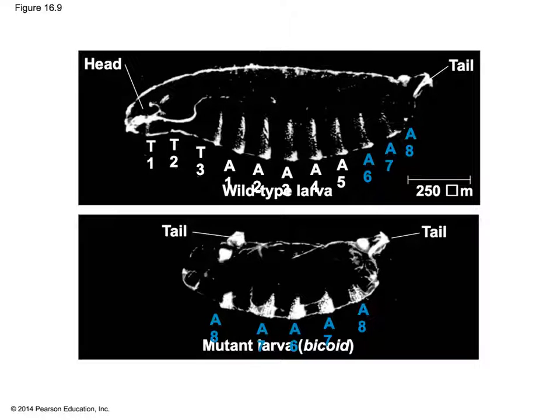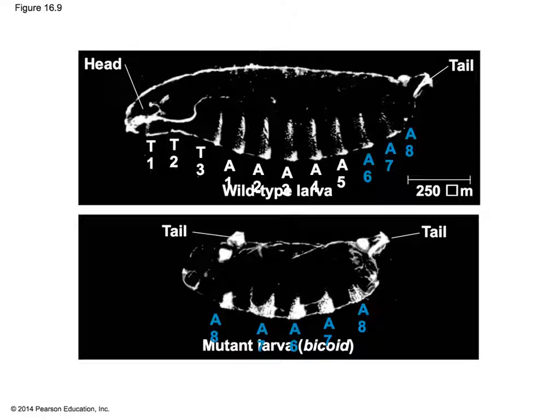So here is your larva, normal: head, 1, 2, 3, three thorax segments, and then 8 abdomen segments, and you end up with the tail. You have 13 segments altogether. Well, now when you have that mutant, there's 2 tails. And they identified the segments accordingly, based upon genetic expression, and you see 8, 7, 6, 7, 8, a repeat of the segments.